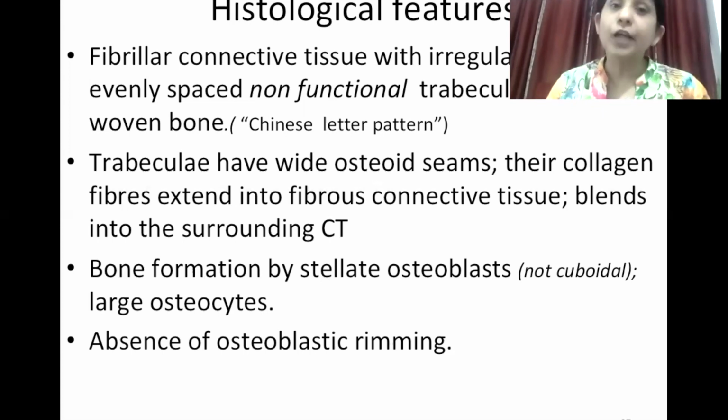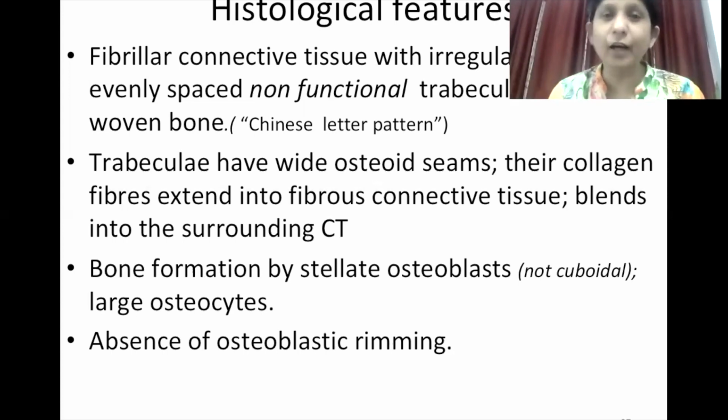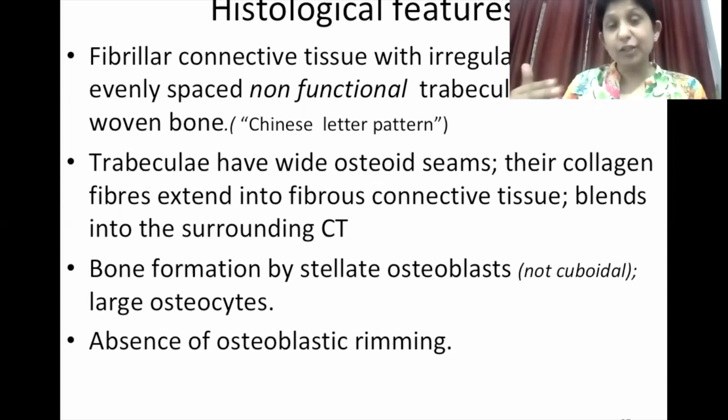So that's what I said. You find woven bone, and these woven bone will be very tiny and differently shaped than a normal big, large bony trabeculae. So that appearance is called a Chinese letter pattern. Because Chinese letters are all very small and irregular, similarly the Chinese letter pattern appearance is what it is called. Now the osteoid seams will be very wide. So what is an osteoid seam? Osteoid seam is where it is not yet calcified. So the outer part of the bone is not yet calcified properly. So that is called an osteoid seam.